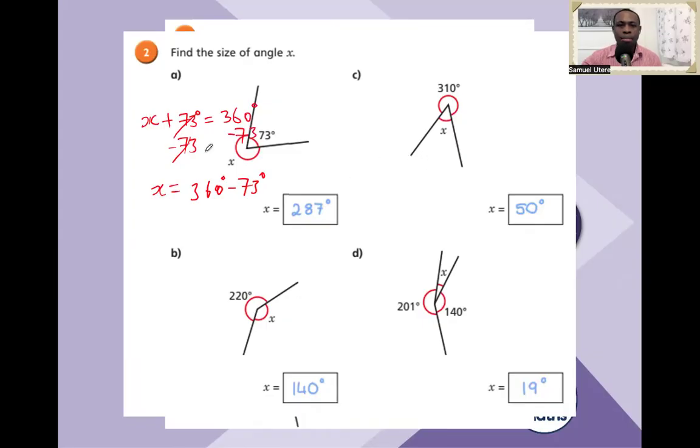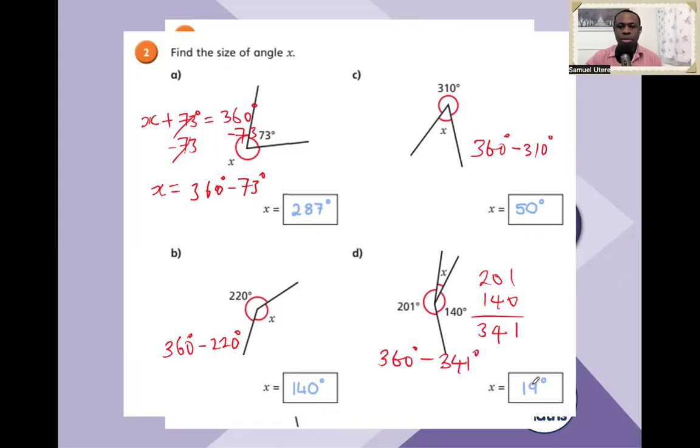If we do the same, we're going to have 360 degrees minus 310 degrees. That will give us this answer. For this one, we will do 360 degrees minus 220 degrees, and that will give us that answer. For this one, we would do 201 add 140, which will be 341. So we need to now do 360 degrees minus 341 degrees, which will give us this answer.